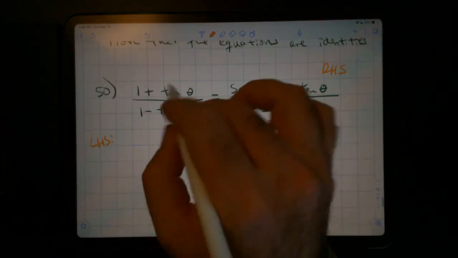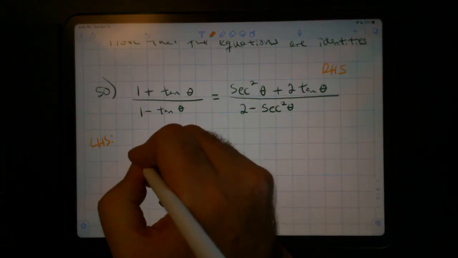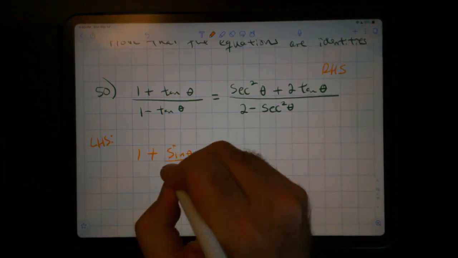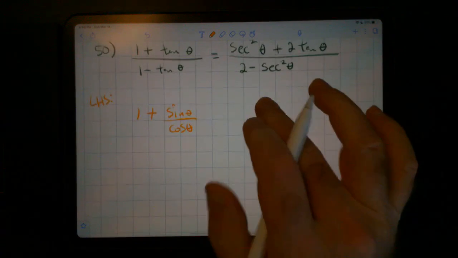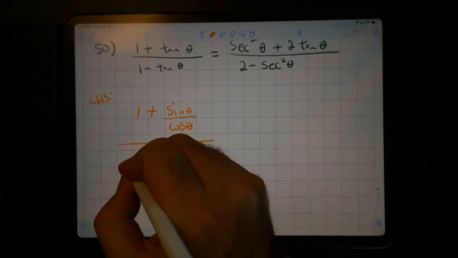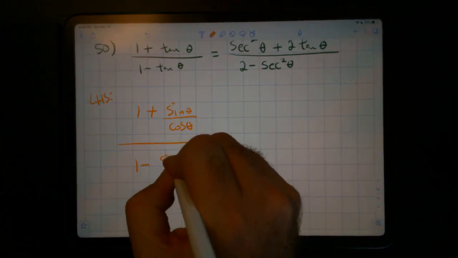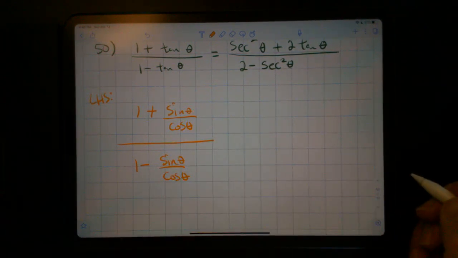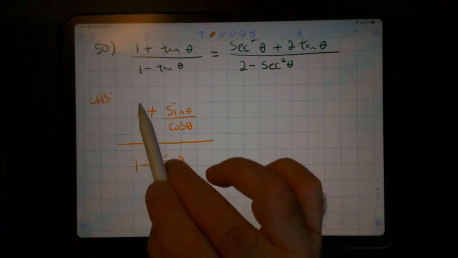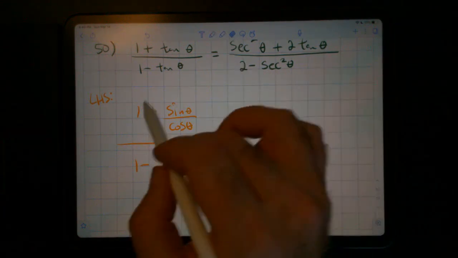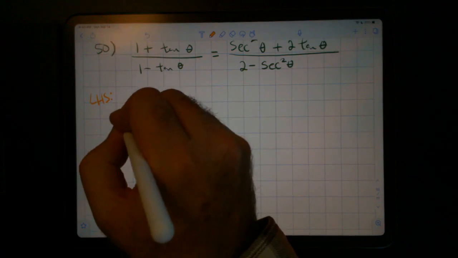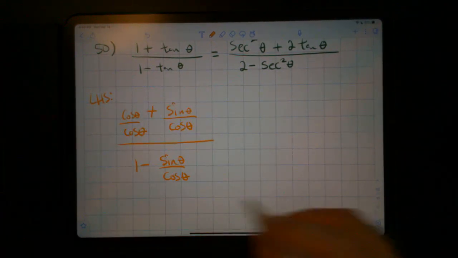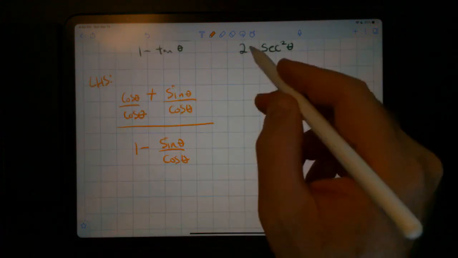So left-hand side, let's make this into sines and cosines. We have that's the numerator, and that's the denominator. So this fraction is missing a cosine, so we can multiply this by cosine over cosine. Same trick down here, we can multiply this by cosine over cosine.